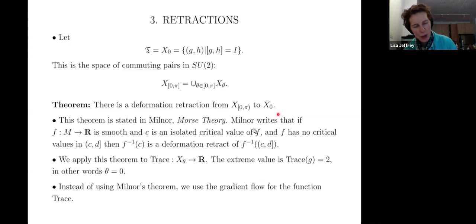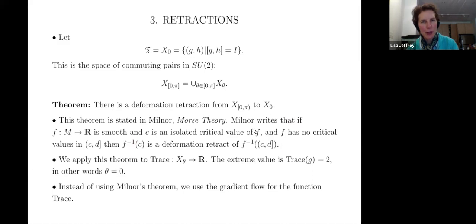Milnor writes that if you have a smooth manifold M together with a smooth map F from M to R, and if you have C, which is an isolated critical value, and there are no critical values of F between C and another, larger value D, then the preimage of the half open interval retracts onto the level set of C. That's really what we're using.